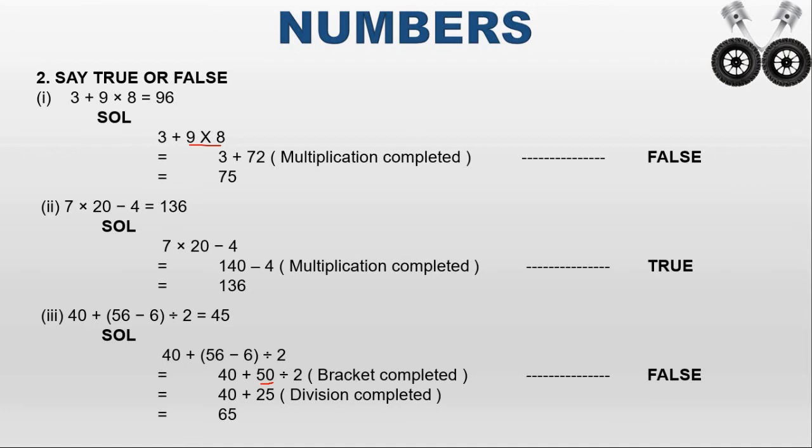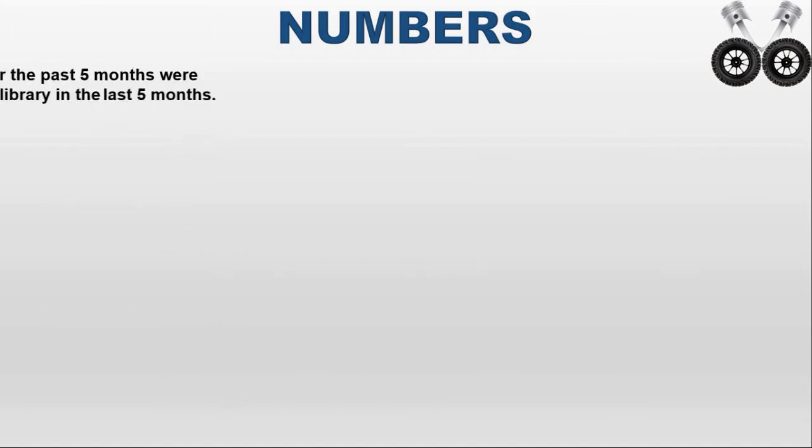Now we have to add 40 and 25. So 0 plus 5 is 5, 4 plus 2 is 6. So the answer is 65. But in the problem they have given the answer as 45. So it is false. So what is the next one?